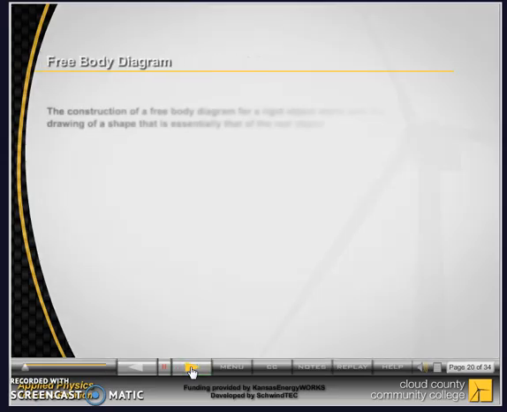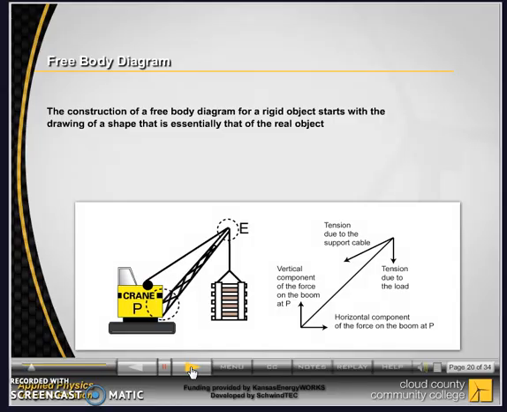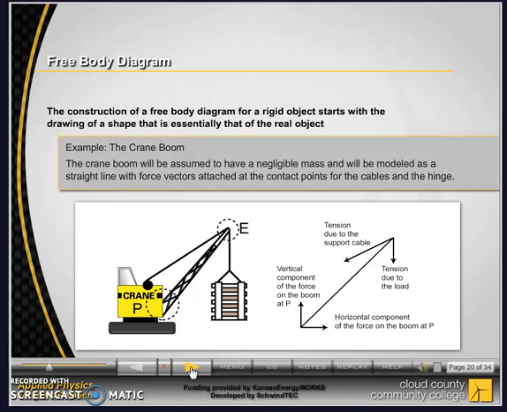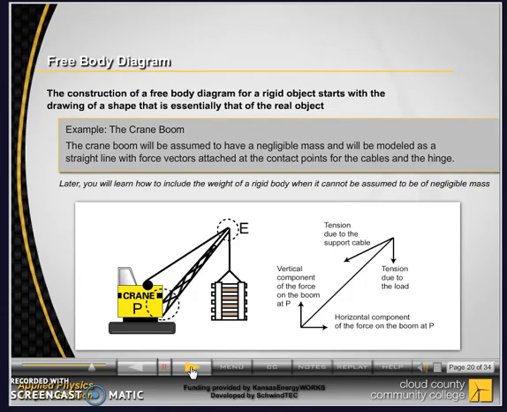The construction of a free body diagram for a rigid object starts with the drawing of a shape that is essentially that of the real object. As an example, consider the crane boom in the figure. The crane boom will be assumed to have a negligible mass and will be modeled as a straight line, with force vectors attached at the contact points for the cables and the hinge. Later, you will learn how to include the weight of a rigid body where it cannot be assumed to be of negligible mass.